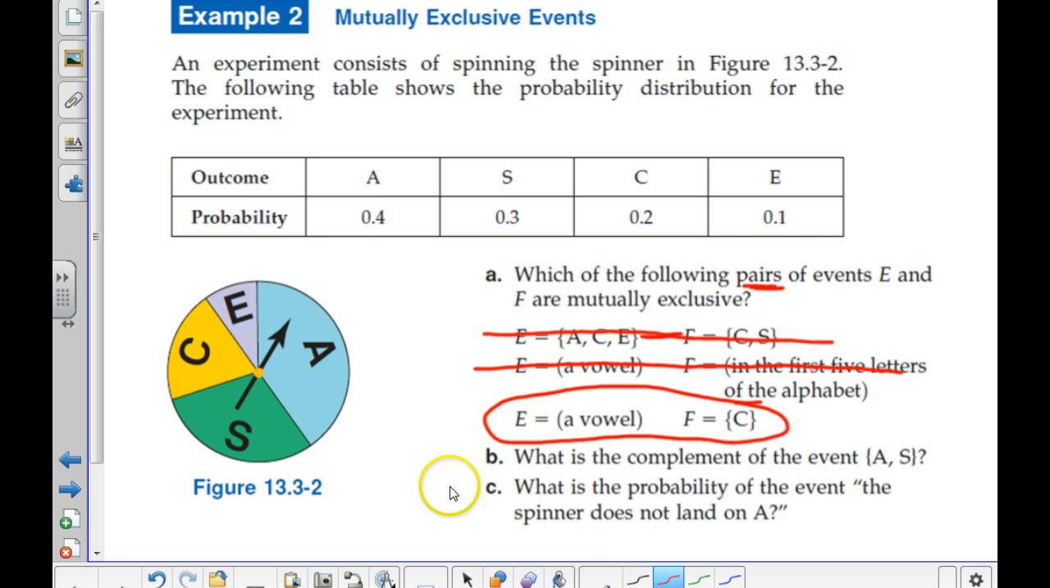All right. C, what is the probability of the event the spinner does not land on A? So you could add these up, or you could do 1 minus 0.4, right? To find the probability that the spinner does not land on A. Everybody okay?